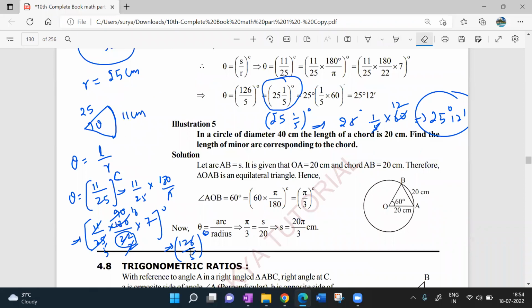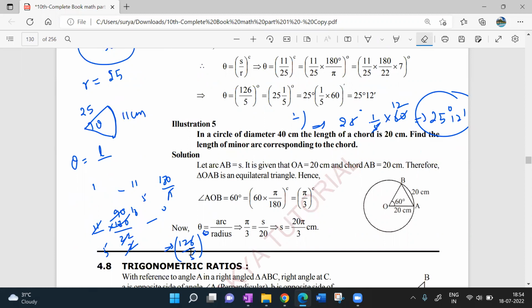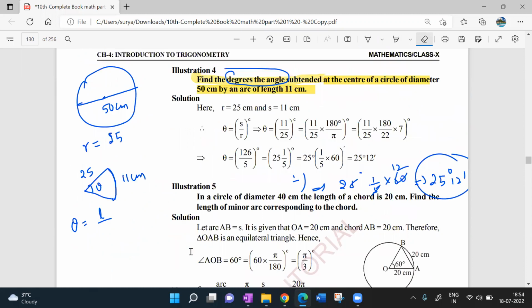Any doubts, children? Any doubts? Here he has given a clear explanation. Please, you may go through this. I just want to erase this. Children, any doubts in solving this question?